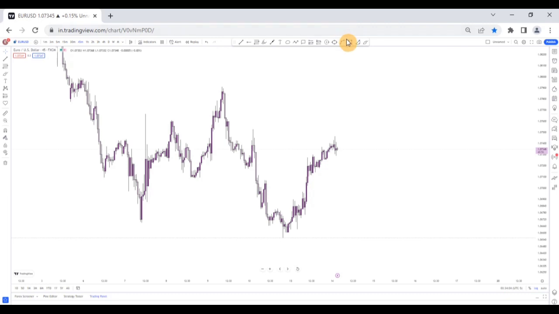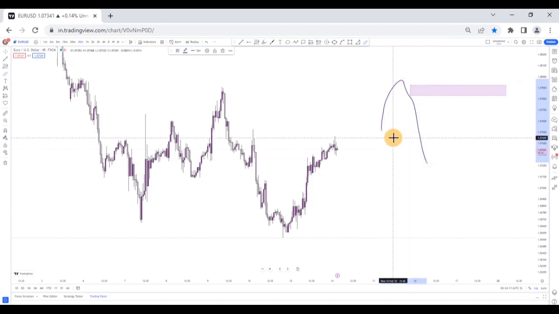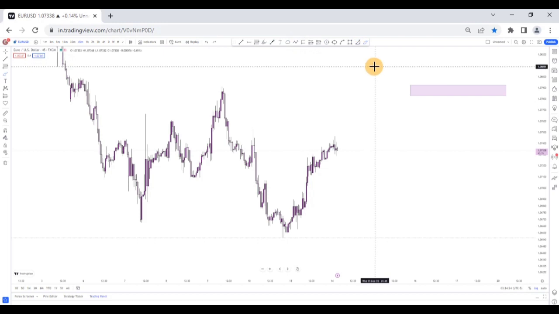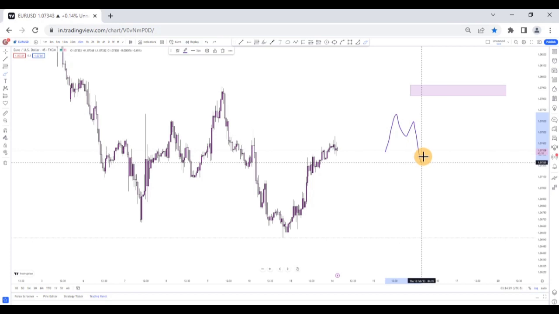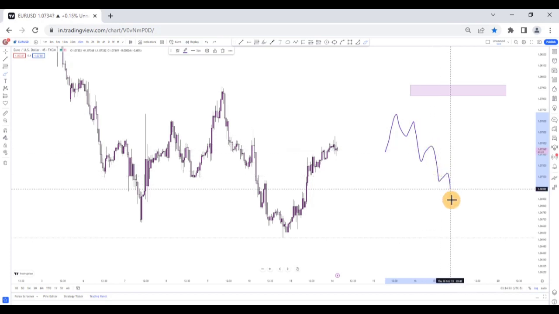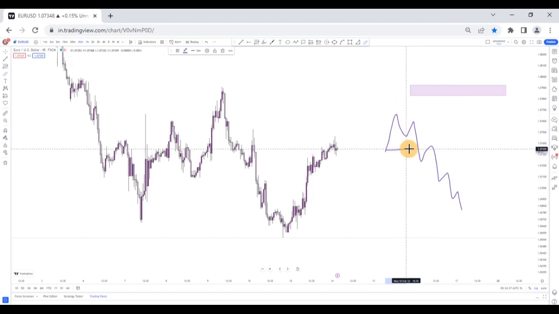So let me quickly do like we normally do. First of all, we do a little bit of theory before we go on to the practical, isn't it? Okay, now let's say we have this nice break of structure. We have that higher time frame break of structure here, isn't it? Let me just do it like this to make it more realistic. Yeah, we have this break of structure here, because this is the swing structure, and we have this nice break of structure here, isn't it?